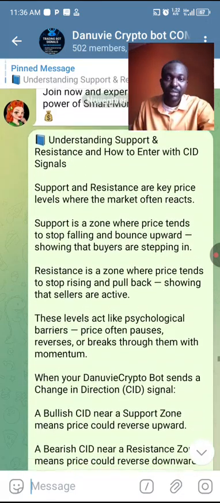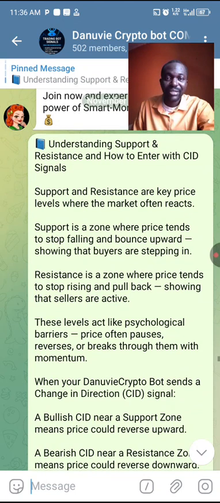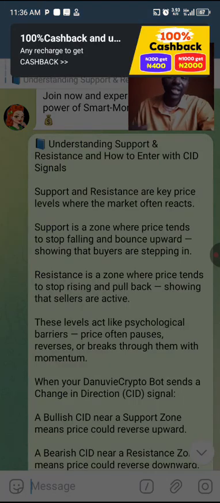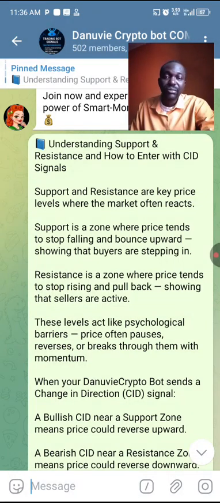So this is the manual, and it says understanding support and resistance and how to enter with change in direction signals. It says support and resistance are key price levels where the market often reacts.